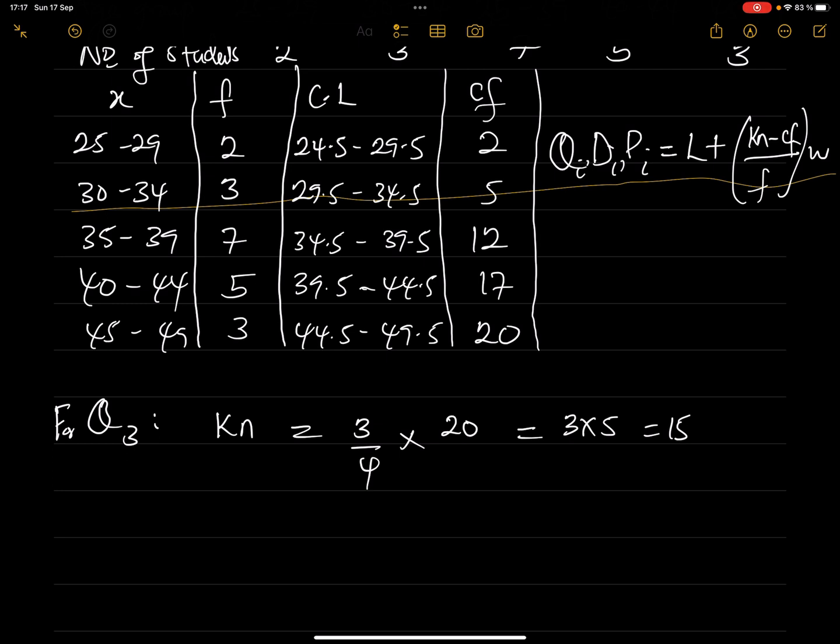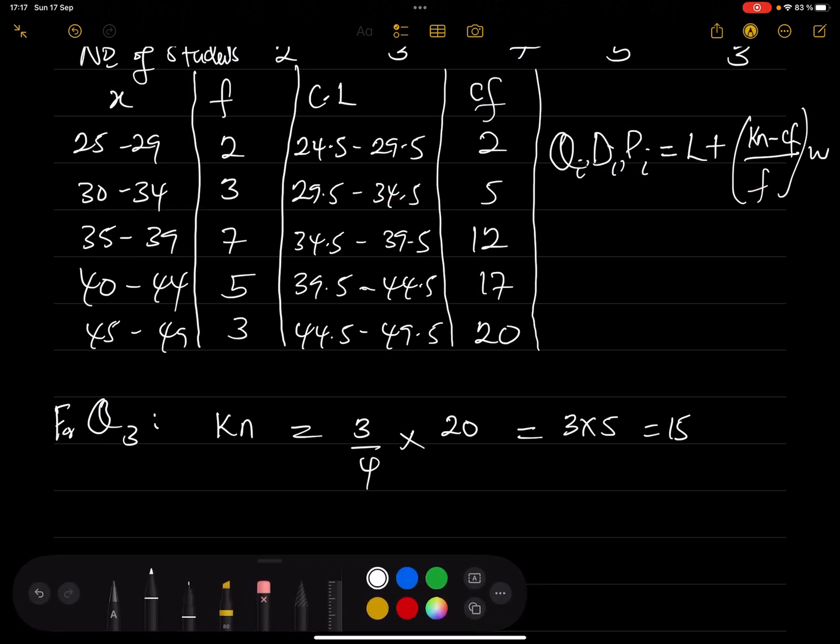So what is that? If you look at this, the location of interest will now be where? Tell me. Will it be 35 to 39 or 40 to 44? Have a chance to think about this.